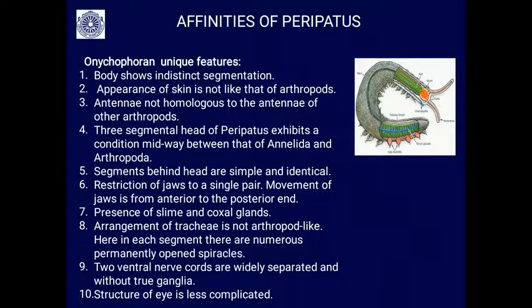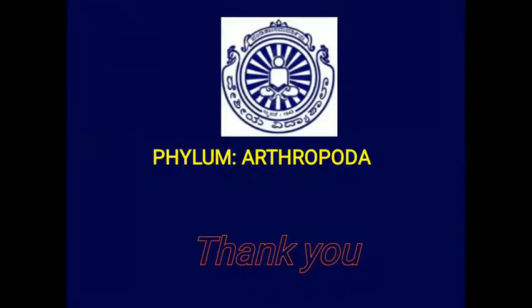The two ventral nerve cords are widely separated; they are not jointed like arthropoda. The structure of the eye is less complicated. So all these are unique features. It has been carrying these features for a long period, since 500 million years. It has numerous unique features you may study in detail. So this is about a unique worm, Peripatus, belonging to the class Onychophora. Thank you.